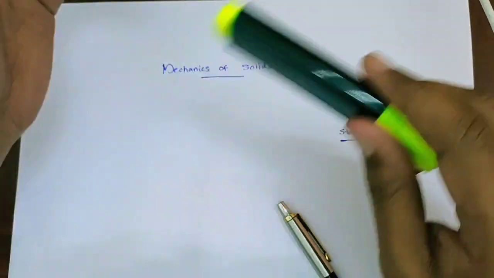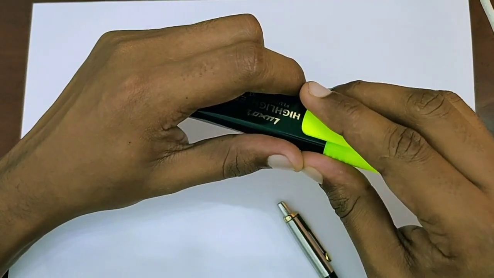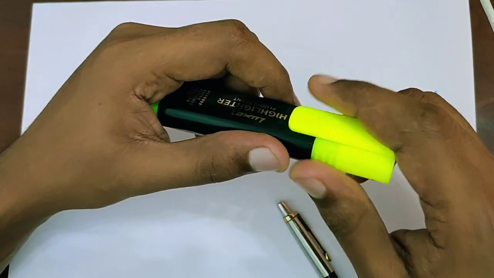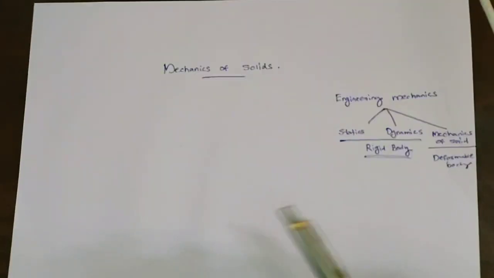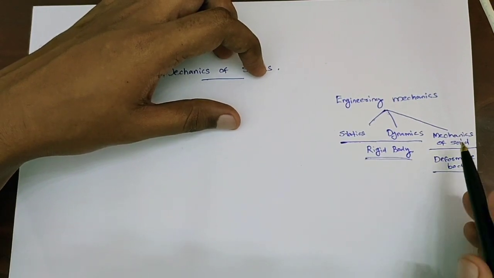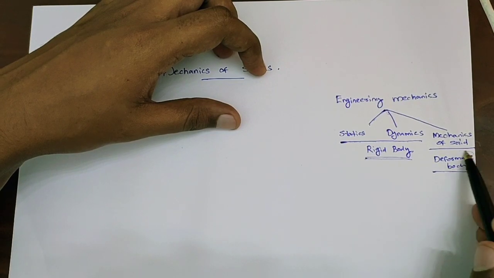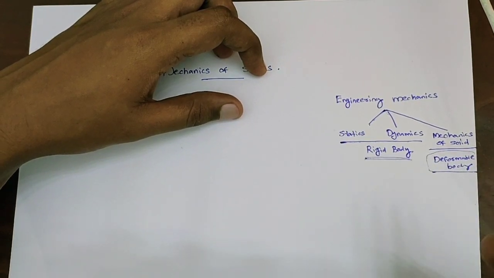Similarly, any body, diamond, steel, any body in this nature starts to deform when it is subjected to a sufficient amount of external force. So we can say every body in this nature is a deformable body. And the mechanics of solids subject deals with this type of body called the deformable body.